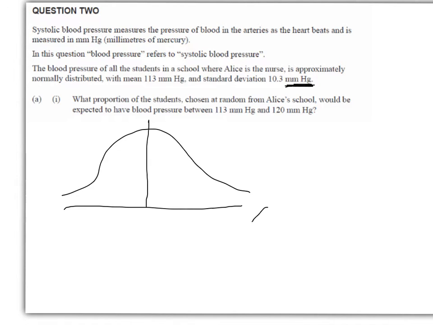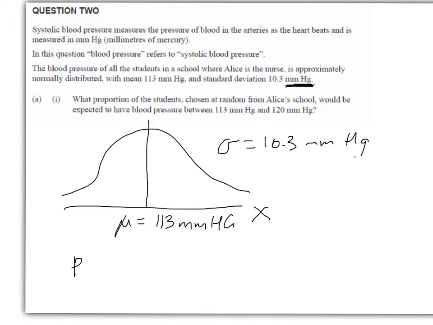Okay, so here is my X. X is the blood pressure reading, and we've got mu equal to 113 mmHg, sigma equal to 10.3 mmHg. So we're looking for the probability that the blood pressure reading X is between 113 and 120.